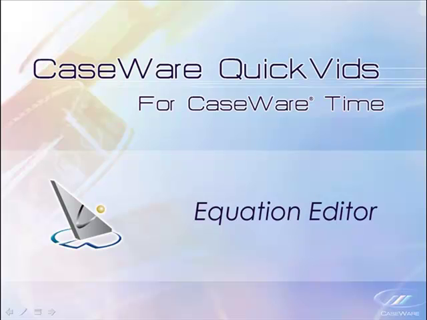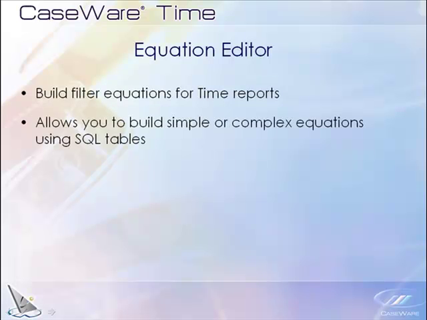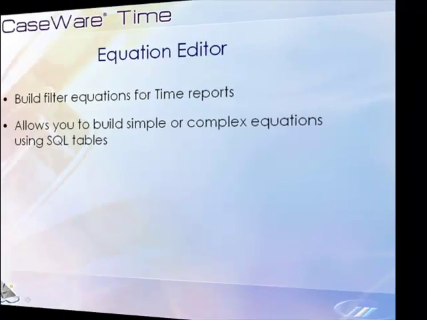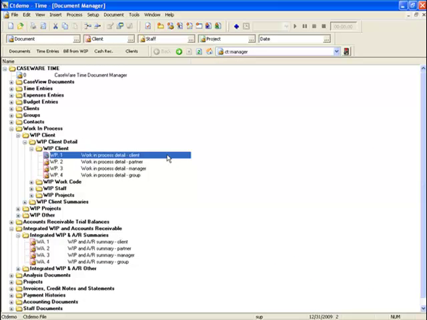This quick vid provides an overview of the time equation editor. The equation editor is a tool to build filter equations for time documents. You can build simple or complex equations using the SQL tables listed for the document. As an example, we will make a filter for the work in process detail report.